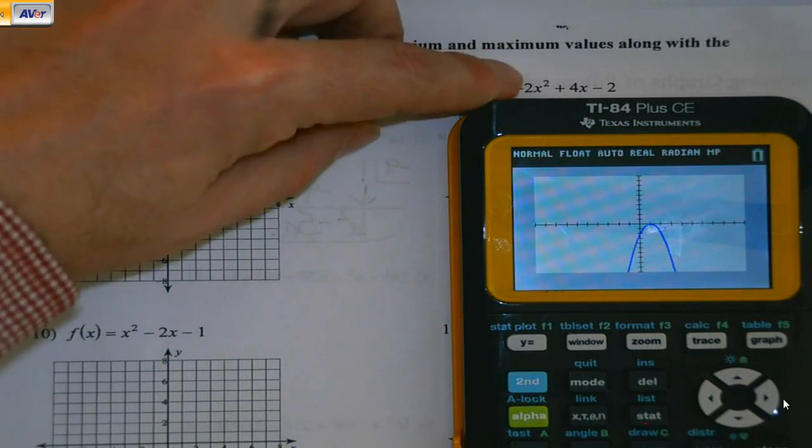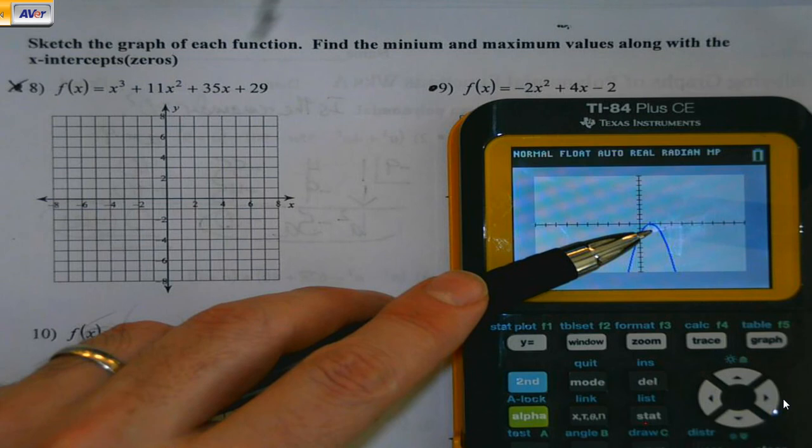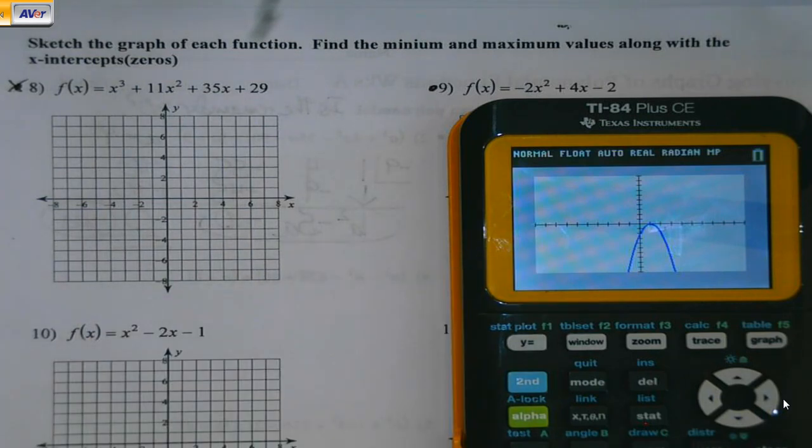Whoops, it's a quadratic. It's squared. So I'm going to have a maximum. I won't have any minimums with this one. So I can see my turn, and I think I can see where maybe the x-intercept is. So let's see if we can find it out easy.